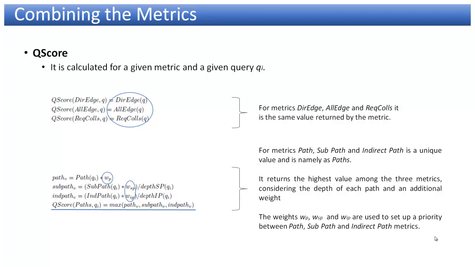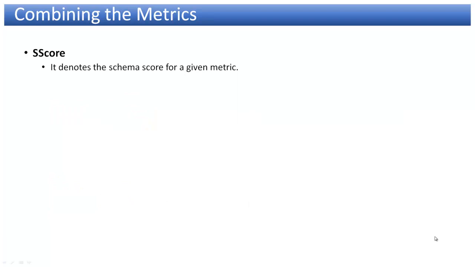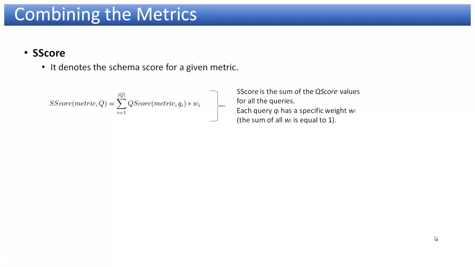For example, the user can configure higher weights for path metrics and lower weights for subpath and indirect path, prioritizing schemas with greater path matching. Or the user can set the same weights for all the metrics. S score denotes the schema score for a given metric. So here you can see the definition of S score.